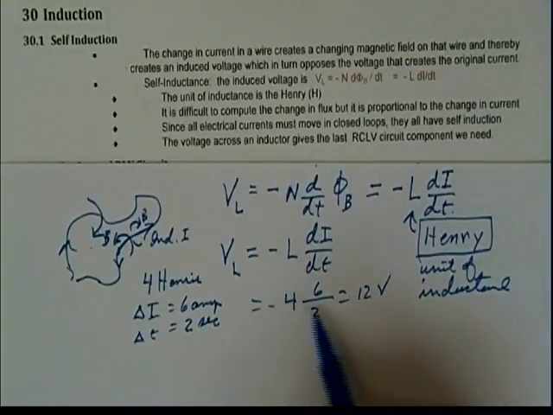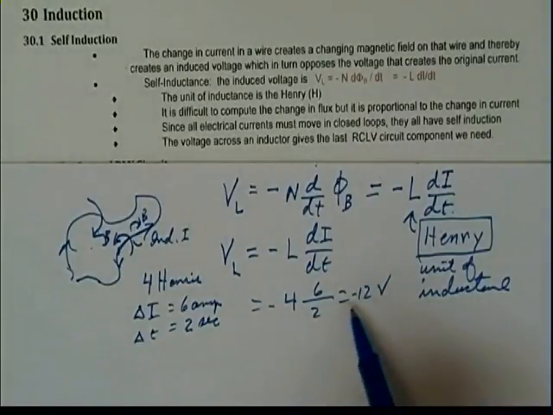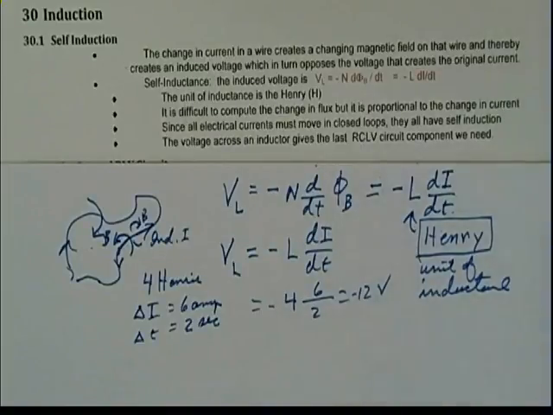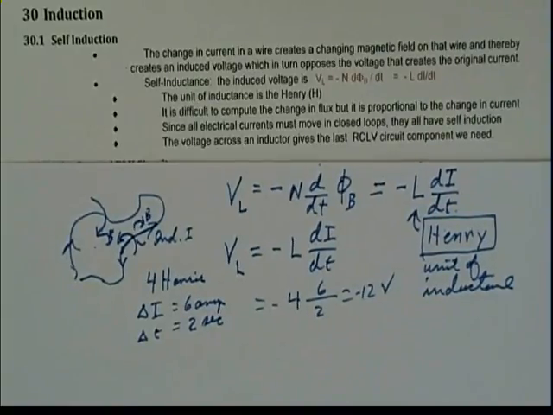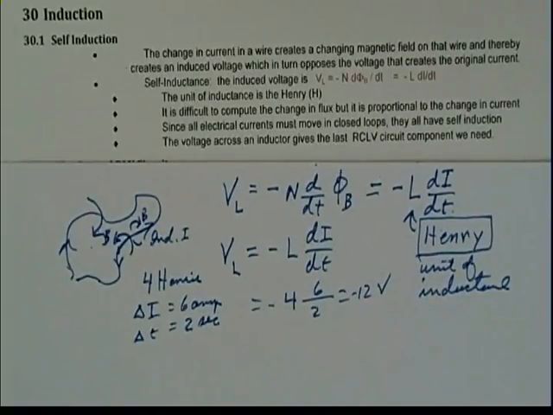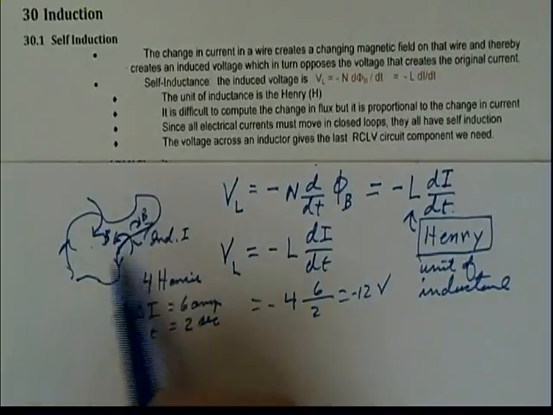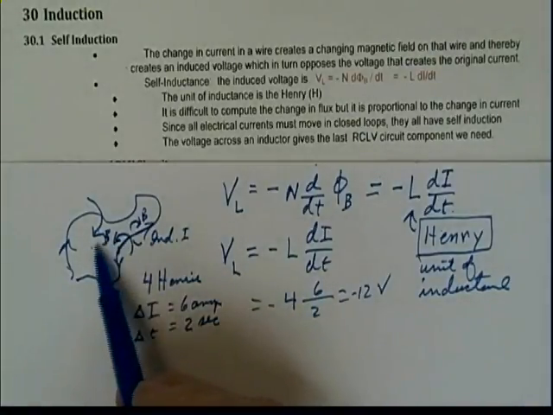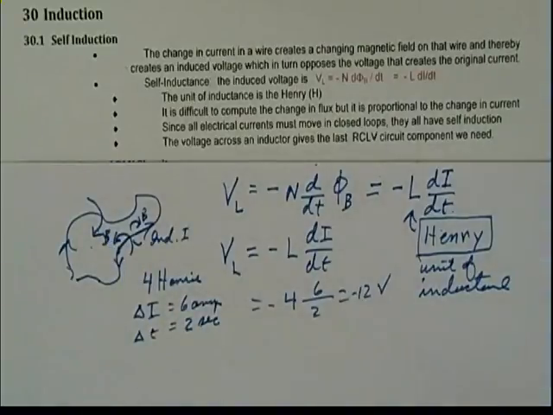Now there's a negative sign here, and that negative sign simply means that this voltage is in opposition to the voltage that's causing the current. This is the concept of self-induction. We'll learn later that one circuit can influence or produce an inductance in another circuit. But right here we're just looking at the effect of a current on its own self.